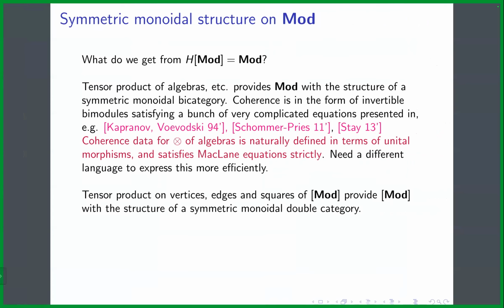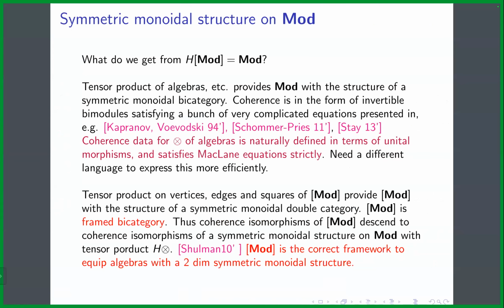And so, well, tensor product and vertices, edges, and squares in bracketed mod provide bracketed mod with a structure of symmetric monoidal double category, where by that I mean this makes bracketed mod into a weak monoid in the 2 category of double categories. And moreover, bracketed mod is a frame bicategory, which I'll talk about a bit more later. But the point of this is that the coherence isomorphisms for bracketed mod descend to coherence isomorphisms for a symmetric monoidal structure on mod, with the tensor product being the horizontalization of the tensor product of bracketed mod.